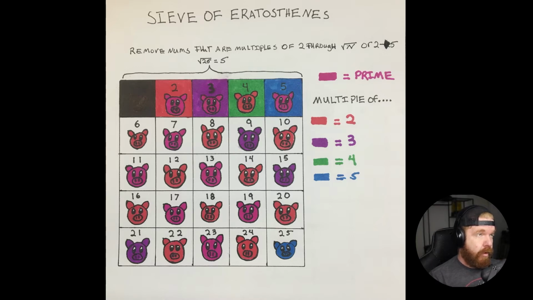For 4, we could go for the multiples of 4, but they've already been removed. And we're going to move on to our last one, which is going to be 5. The only thing that's a multiple of 5 left is going to be 25. Next, let's look at how we can implement that in JavaScript.